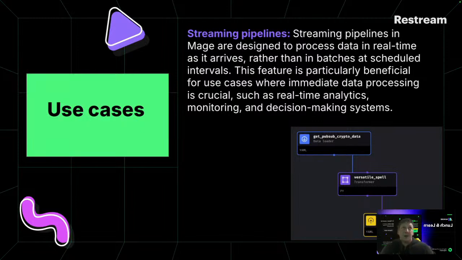So what are streaming pipelines? Streaming pipelines in Mage are designed to process data in real time as it arrives, rather than in batches at scheduled intervals. This feature is particularly beneficial for use cases where immediate data processing is crucial, such as real-time analytics, monitoring, and decision-making systems.